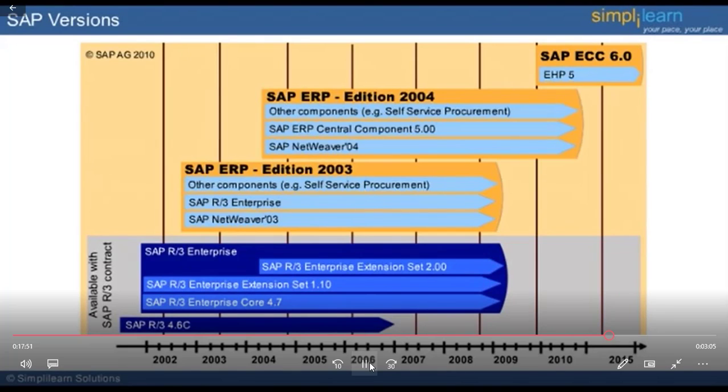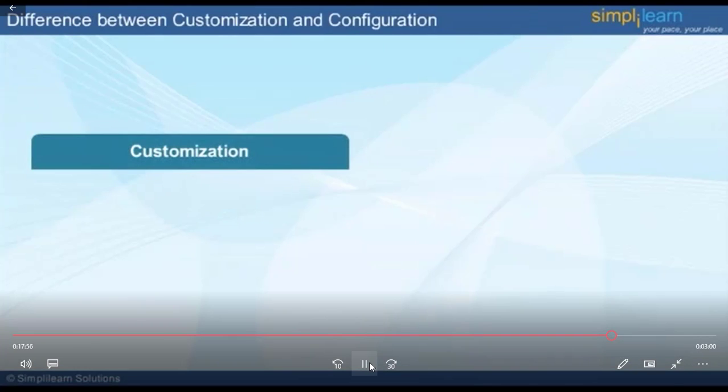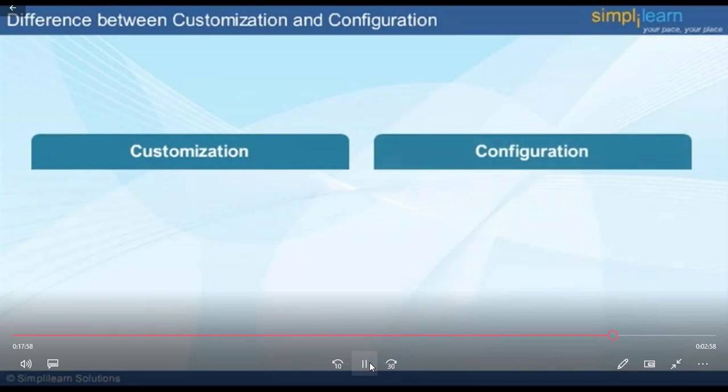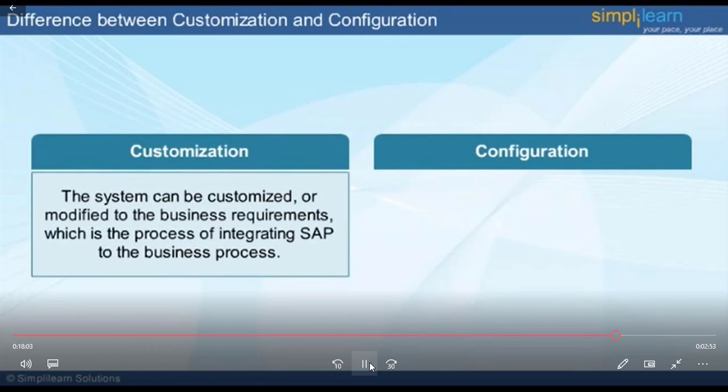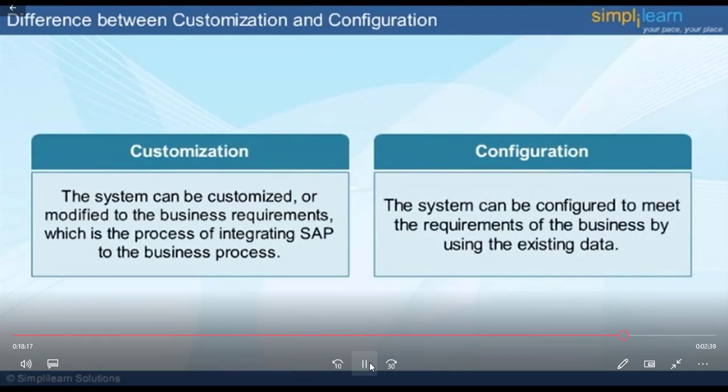Next, we will look into the difference between customization and configuration. In customization, the system can be customized or modified to the business requirements, which is the process of integrating SAP to the business process. In configuration, the system can be configured to meet the requirements of the business by using the existing data.